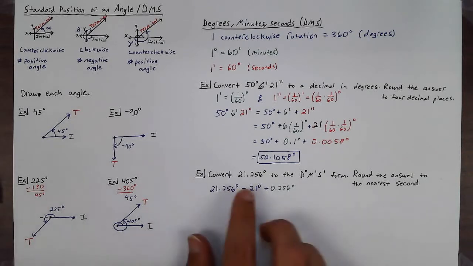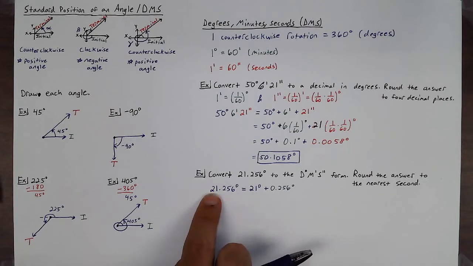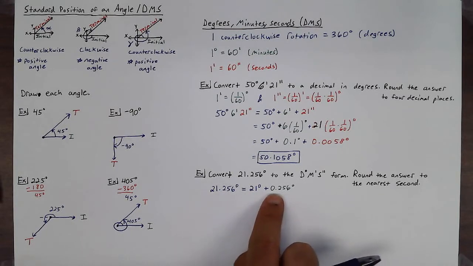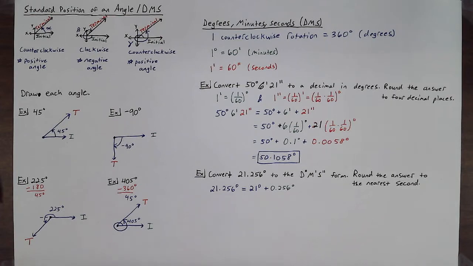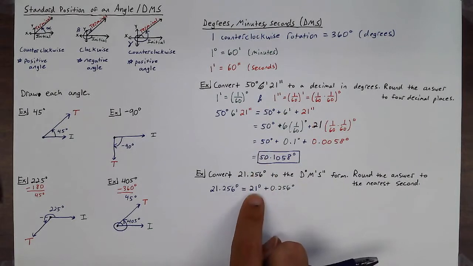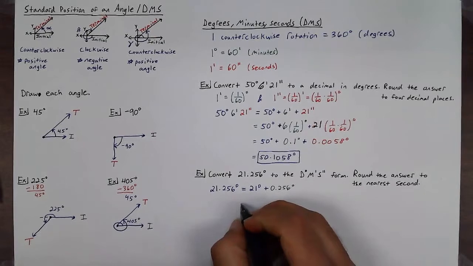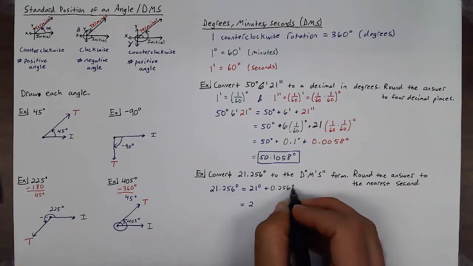Now, let's say I wanted to take a decimal form of an angle and put it into the DMS form. I'm going to start off by separating the full degrees, 21 degrees, from the 0.256 decimal part of the degree left over. Now, just like you saw earlier, that 50 carried its way to the end, so this 21 is already done and taken care of. But now I need to convert this degree into minutes.